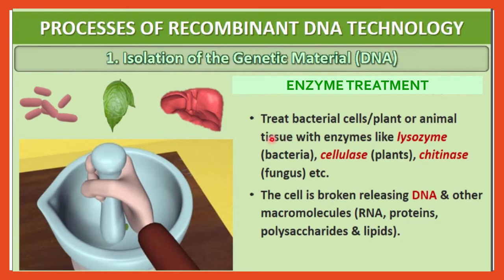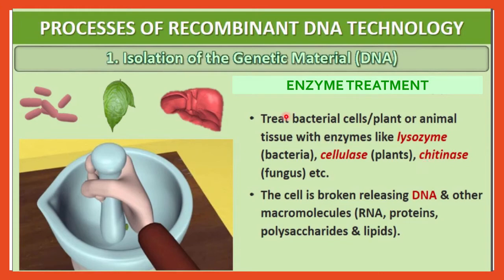After deciding which type of cells we are using, the enzyme will also be decided. If you are using bacteria as the desirable source, then you have to take the lysozyme enzyme. If you are taking a plant cell, then you have to select the cellulase enzyme. And if you are taking fungus as the desirable source, then you have to select the chitinase enzyme. These enzymes are all responsible for degradation of the cell wall.